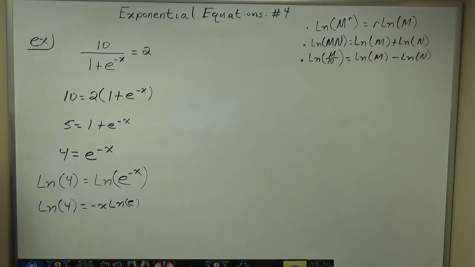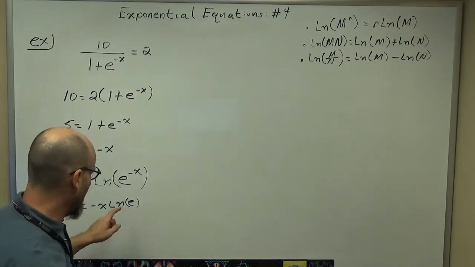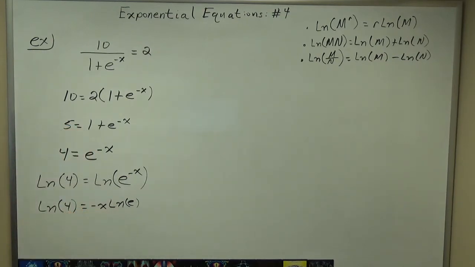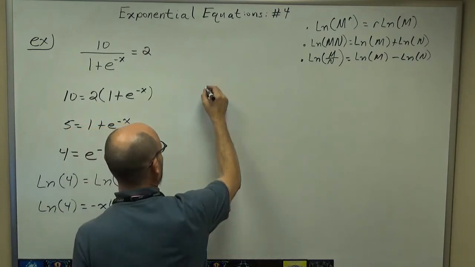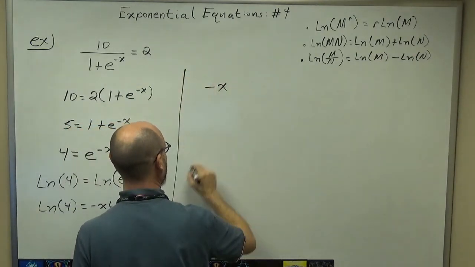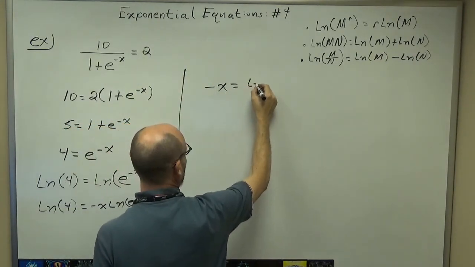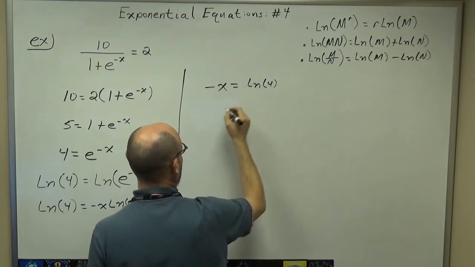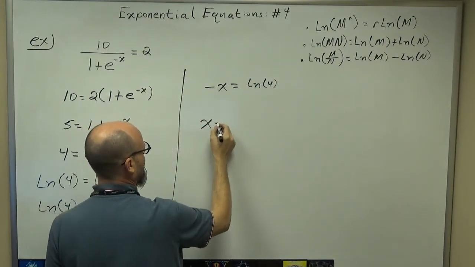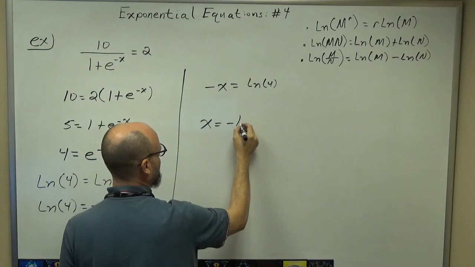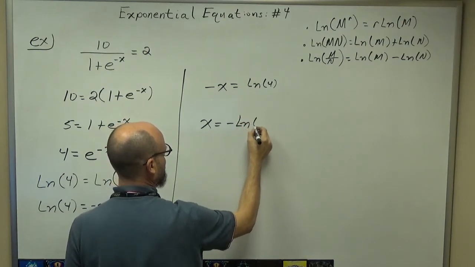Now I recognize that the ln of e is 1 because the exponent that e needs to equal e is 1. So I end up getting negative x is equal to the ln of 4. And so I divide by -1 to get x is equal to the negative ln of 4.